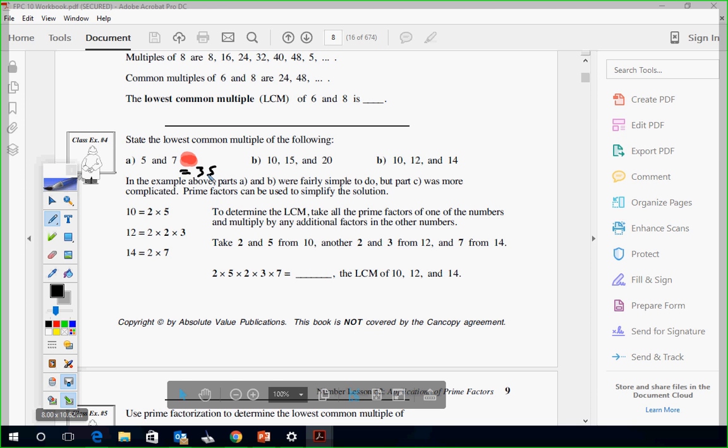Okay, Josie, did you get B? Where do they meet? 60. Okay, good. So again, you just are looking at the patterns of what these numbers are doing. So 5 goes 5, 10, 15, 20, 25, 30, 35. 7 goes 7, 14, 21, 28, 35. So you see 35 is the first time they matched. Here, 10, 20, 30, 40, 50, 60, 15, 30, 45, 60, 20, 40, 60. So you'll see that they meet at 60 again. Rather than me writing all these out for you, just kind of doing it out loud.